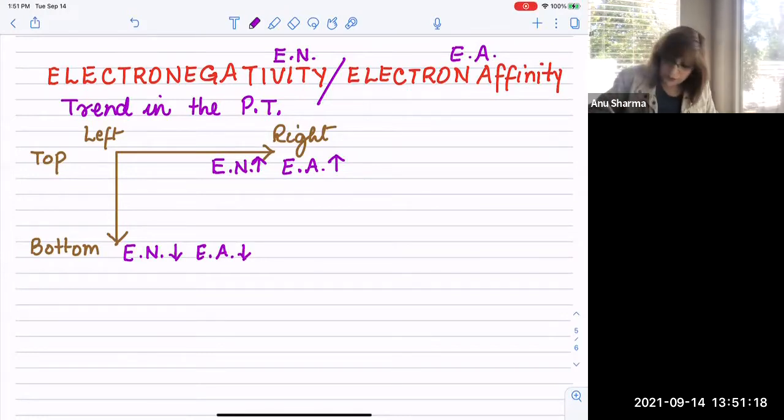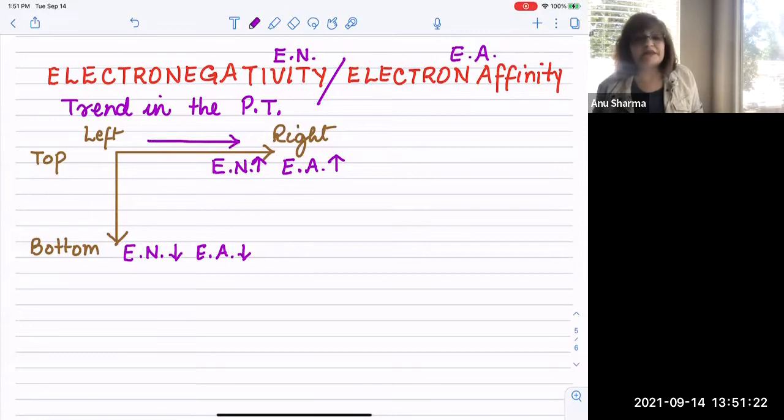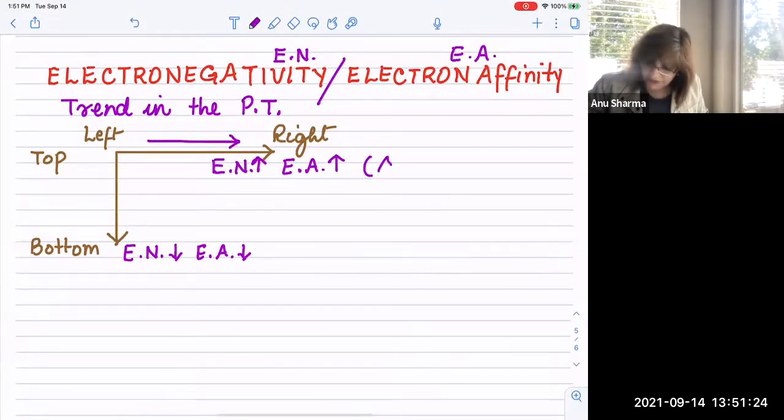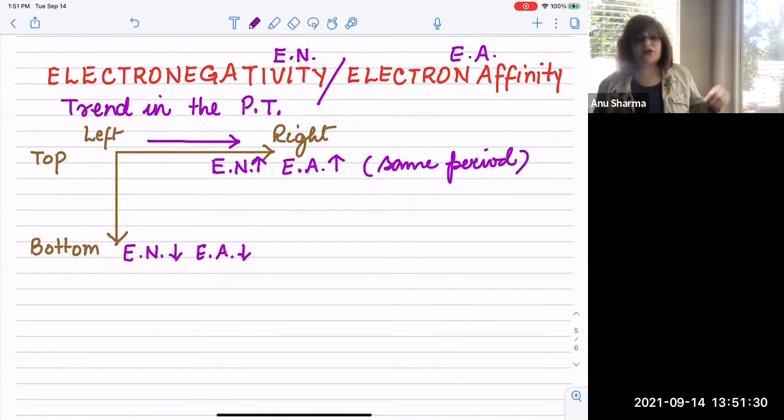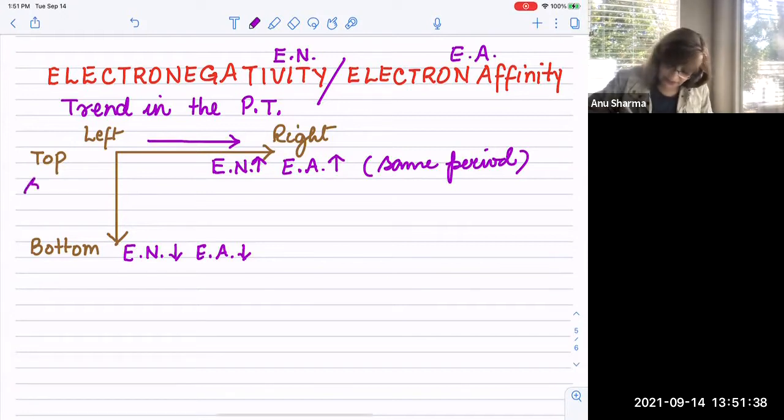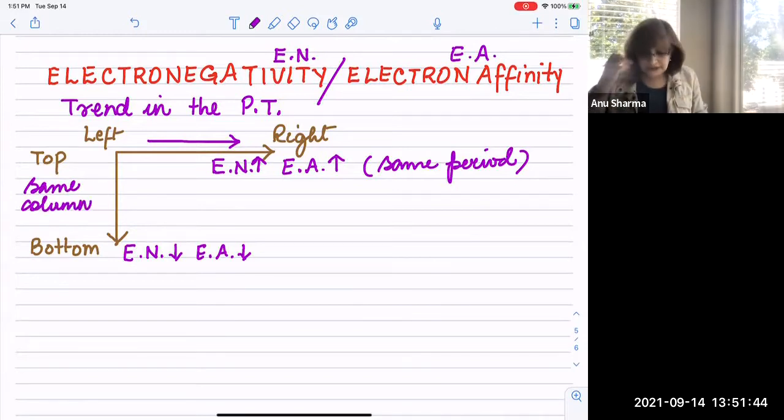So when you move from left to right and compare the elements in the same period, then the ones that are more towards the right-hand side will have a higher electronegativity. The same is the case in the same column if you move from top down. Okay, this is one piece.